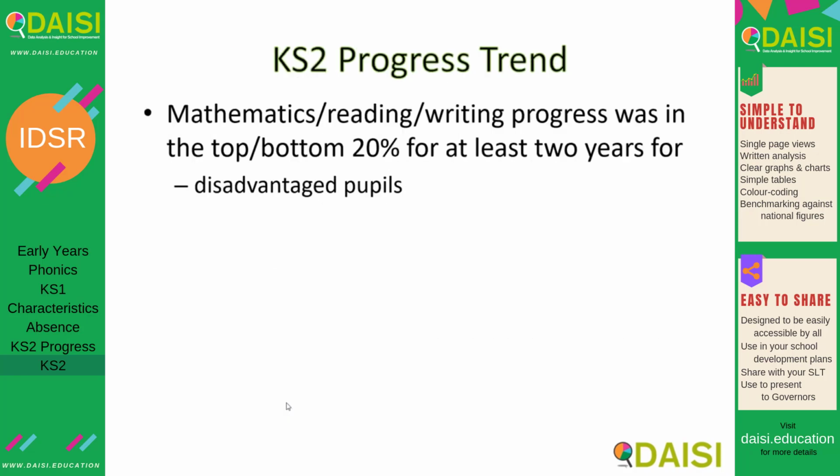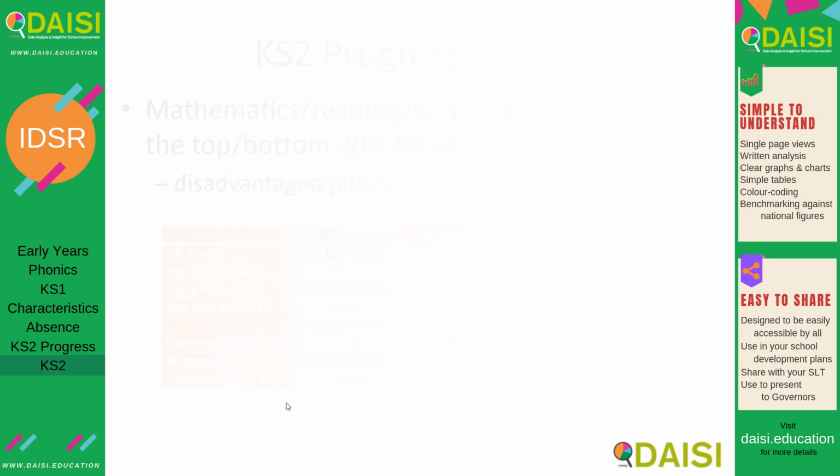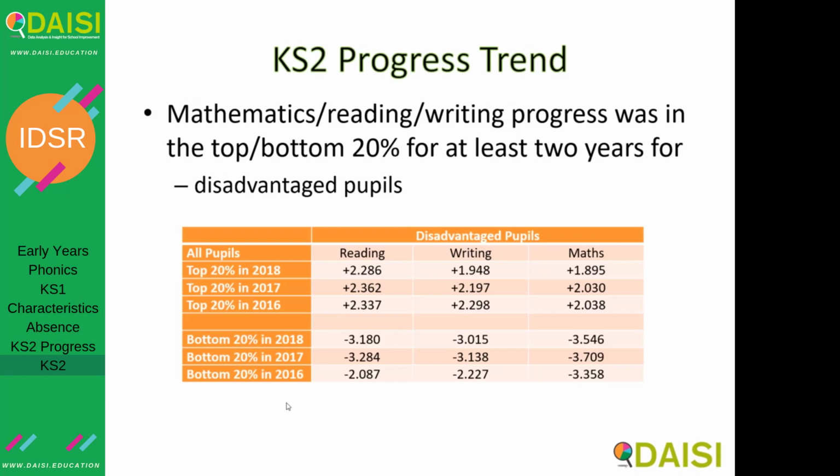Over the last 2 years, were you in the top or bottom 20%? So we're looking at around plus 2.2 in reading and plus 1.9 in maths. But in the bottom 20%, we're looking at more like minus 3.2, minus 3.5 figures. And those are the areas to investigate for Key Stage 2 disadvantaged. As I say, you'll need to supplement your IDSR with the ASP as well to get the full picture.